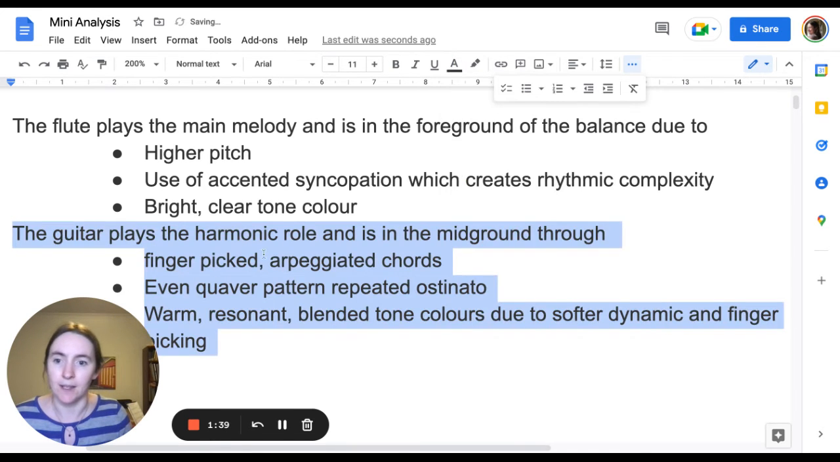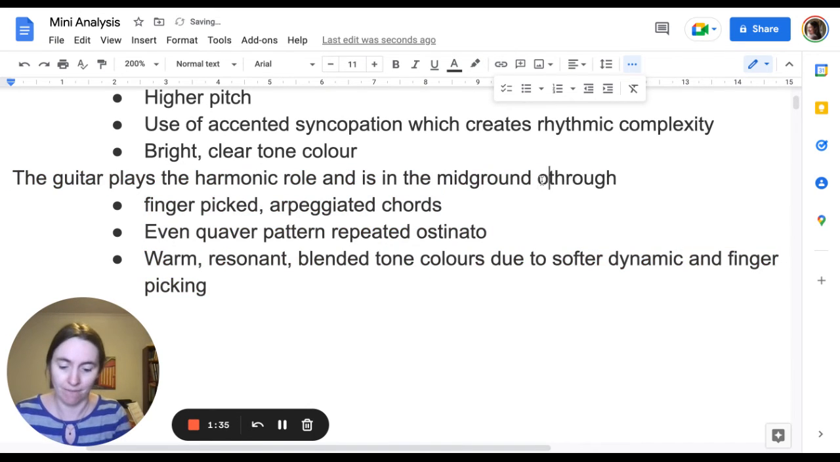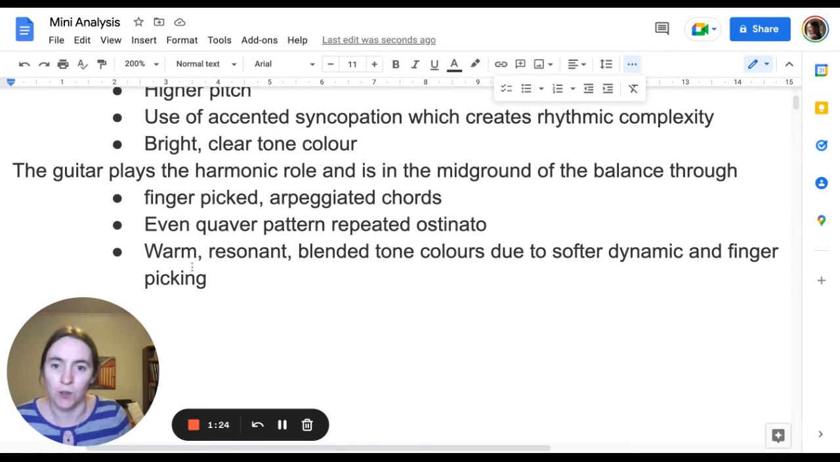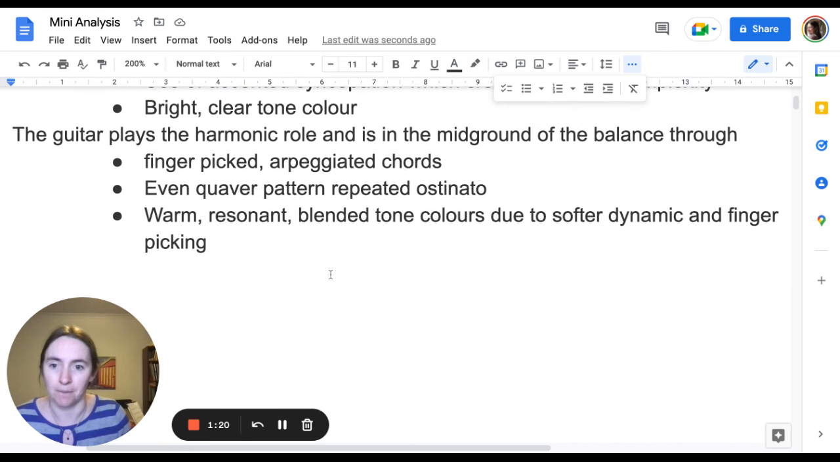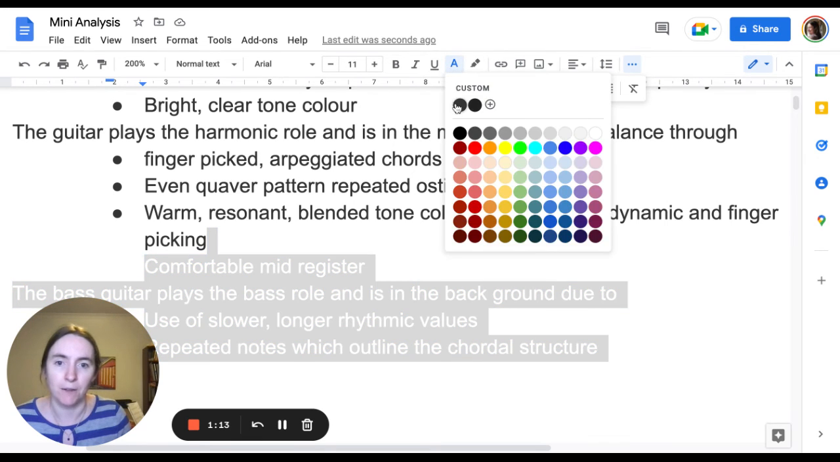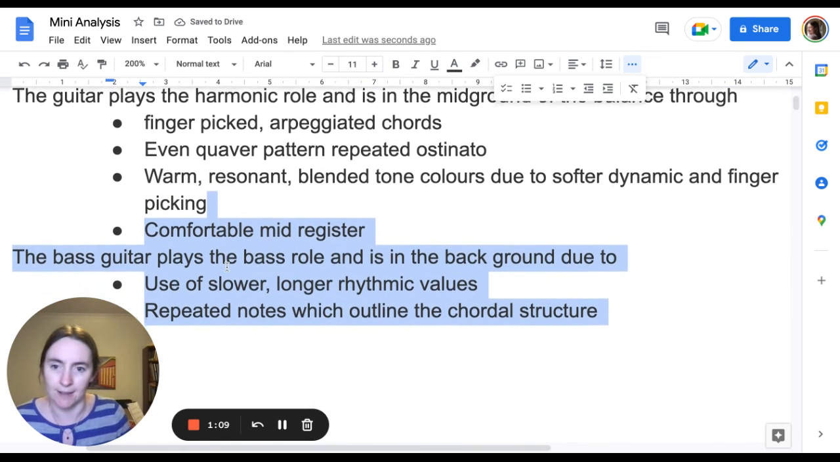So the guitar plays the harmonic role and is in the mid-ground of the balance. Through use of finger-picked notes, arpeggiated chords, even quaver pattern, repeated ostinato, warm, resonant, blended tone colors due to softer dynamic, and finger picking. So it's in terms of the technique. And then we have in terms of here in the background, we have use of comfortable mid-register as well. So register gets a look in.